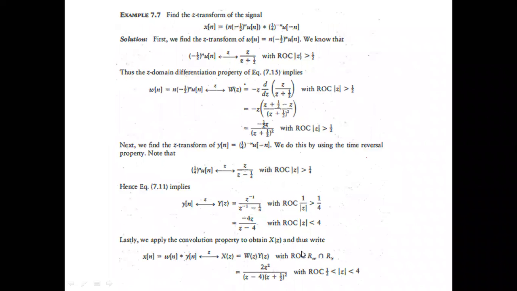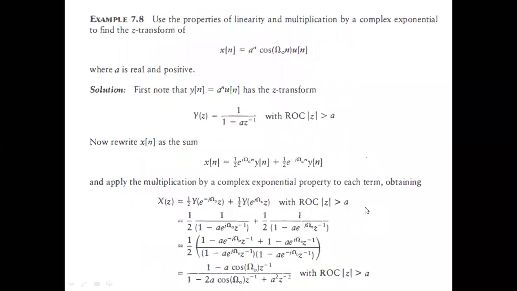Now, is it the same question? Yeah, it's the same question. Now applied in a single term. Now here there is one more. This is a to the power n cos omega naught n into u of n. We have solved something similar, right? So what is the trick here?